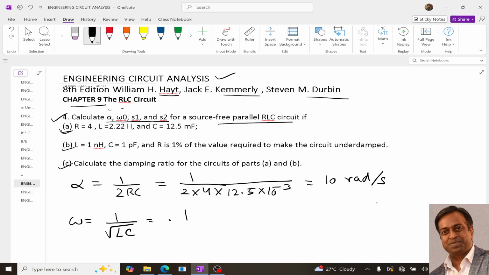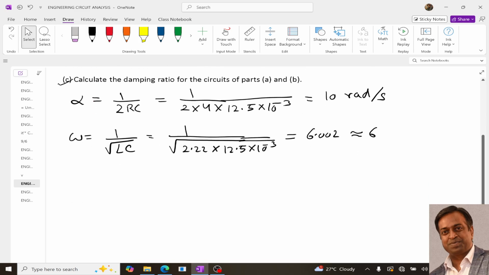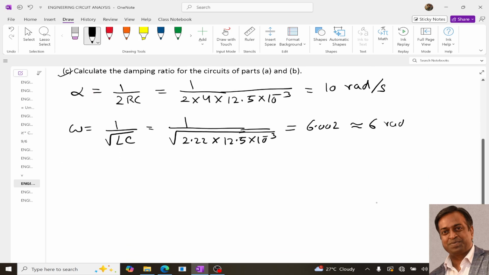Similarly, now if you substitute this value, L is 2.22, C is 12.5 into 10 power minus 3. So this will be 6.002, or approximately we can take it as 6 radian per second, right? So this is alpha and omega naught.